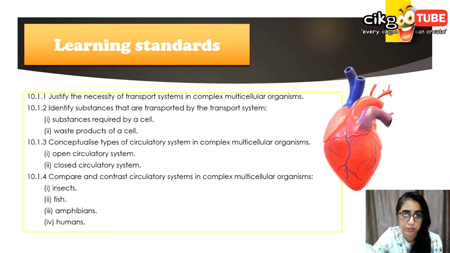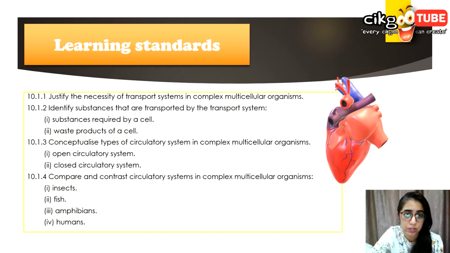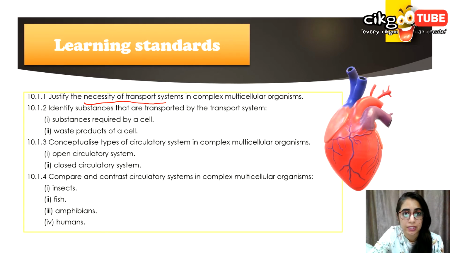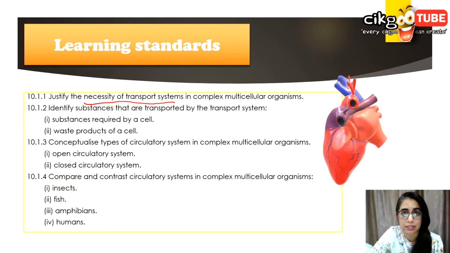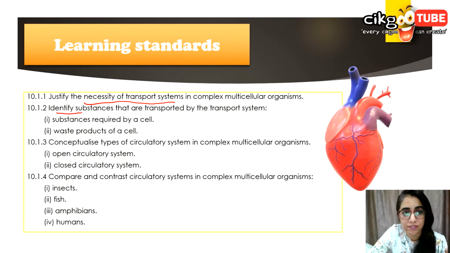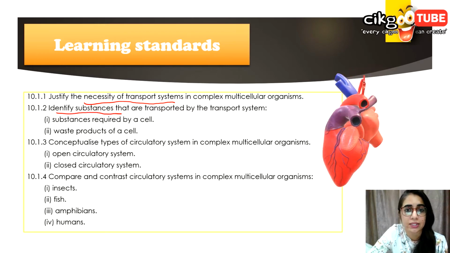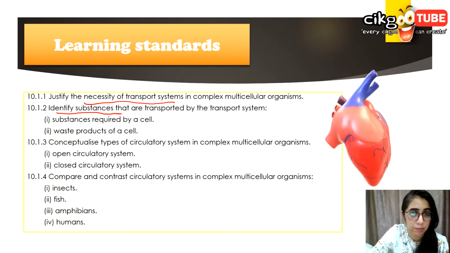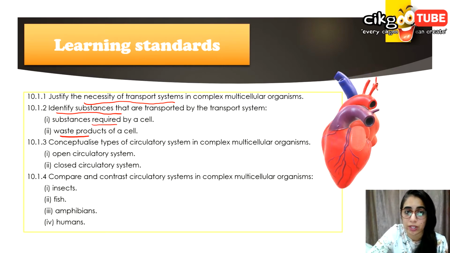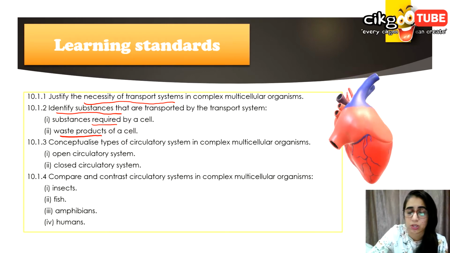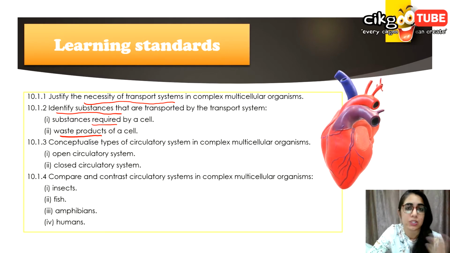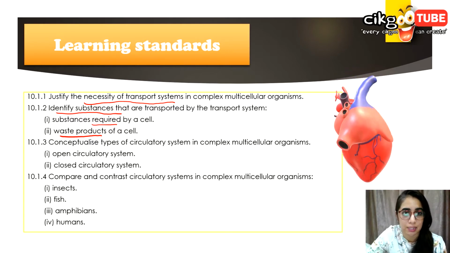In this chapter you must be able to firstly justify the necessity of a transport system in a complex multicellular organism. Second, you must be able to identify the substances that are transported by the transport system, the substances required and also the waste products of a cell. I believe you know this, you have learned this in your Form 3, but if you can't remember, it's okay. We will go through that in this subtopic.